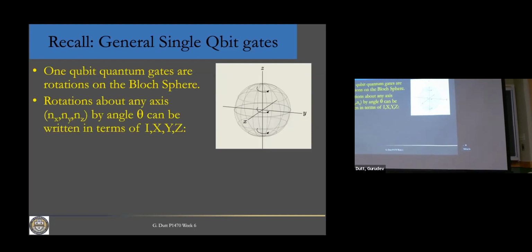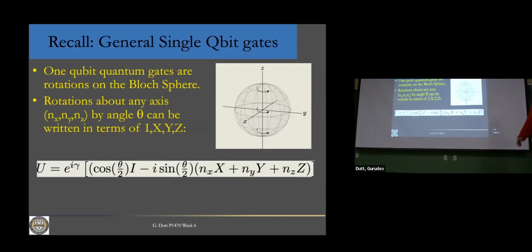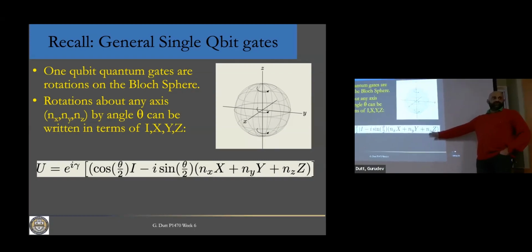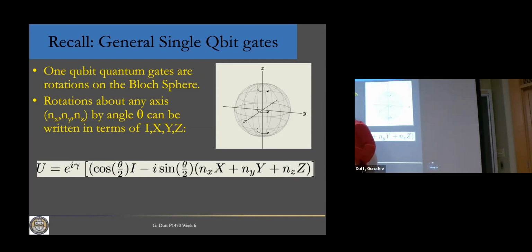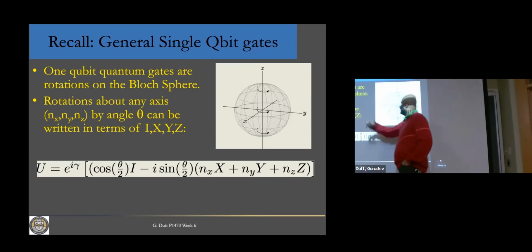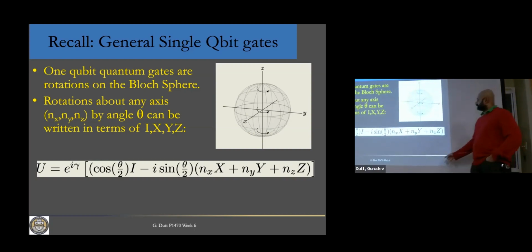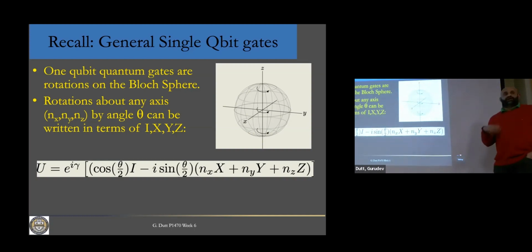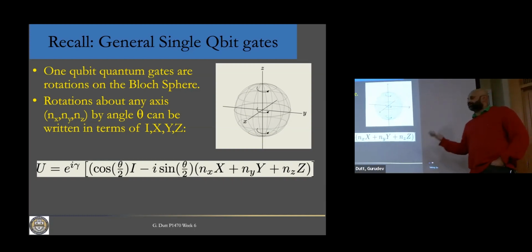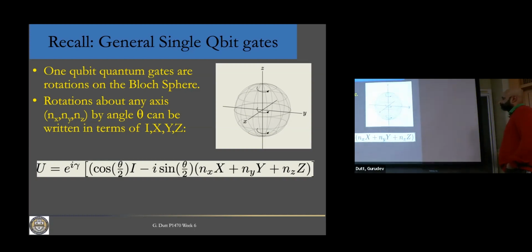The way we prove it is by referring to the general result. This is the general result for any qubit gate. Any general qubit gate is a rotation about some axis nx, ny, nz, by an angle theta, and can be written in terms of the gates I, X, Y, and Z. Now we have the linear algebraic expressions for I, X, Y, and Z. They're just matrices, so we can substitute in and find the actual elements.